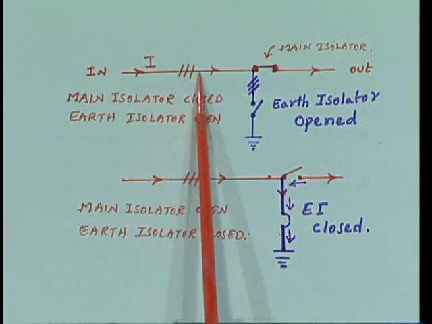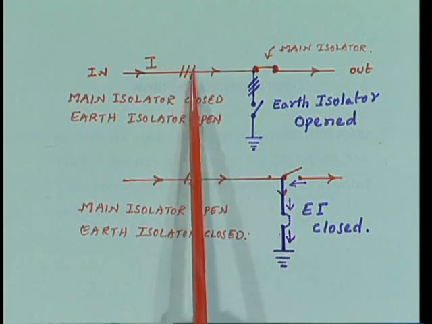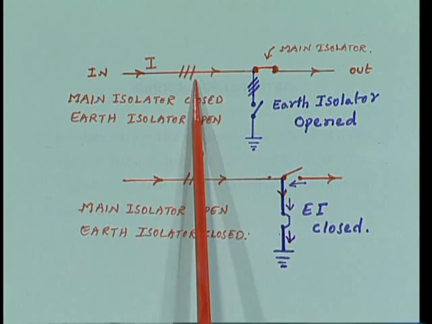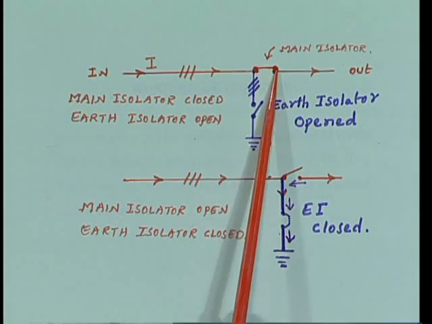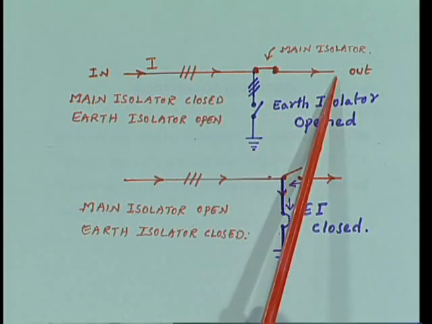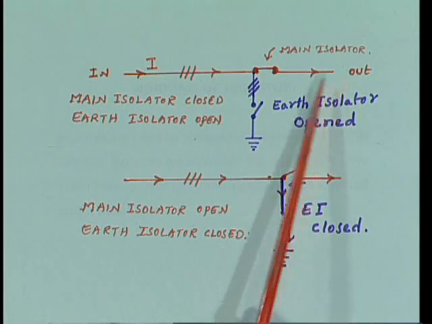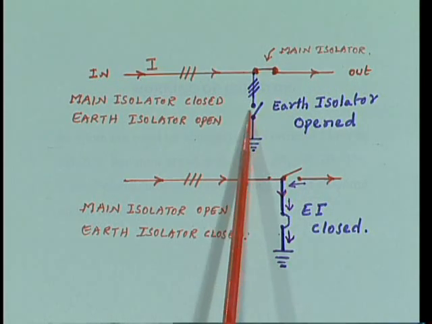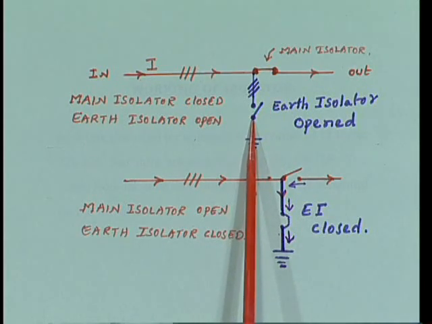Now, this is a transmission line. A single line diagram has been shown. Like this, three lines will be there. And this is the main isolator. When the main isolator is closed, the supply will be coming from the incoming and goes to the outgoing, which is connected to an equipment or load. And you can see these blue lines. This is the earth isolator.